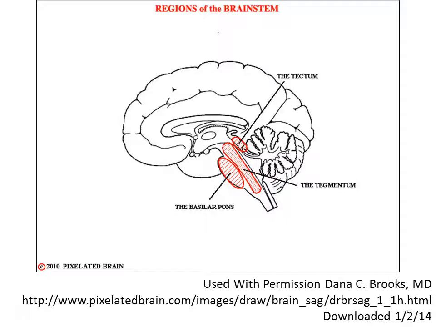Here we can see then the different sections of the brainstem. So we have the basilar pons here, that egg-shaped structure, and if we continue to go down into the medulla, that would be the basilar medulla. Then we have the tegmentum, making up the bulk of the part of the brainstem that is continuous with the spinal cord. And then we have the tectum of the midbrain being the most posterior aspect.